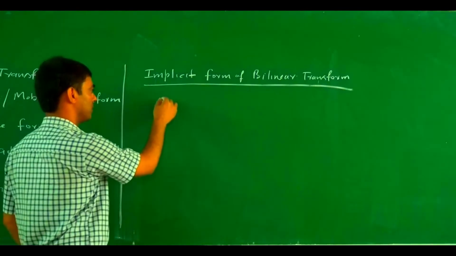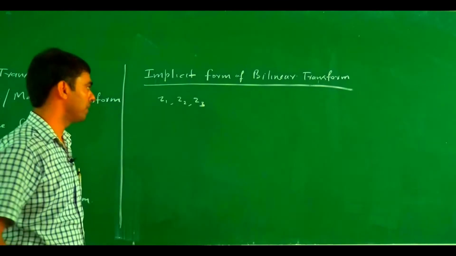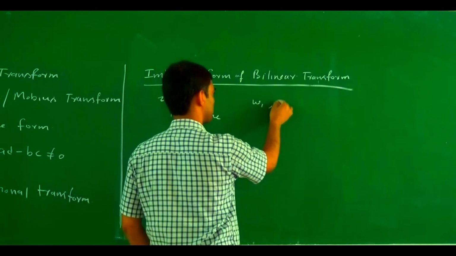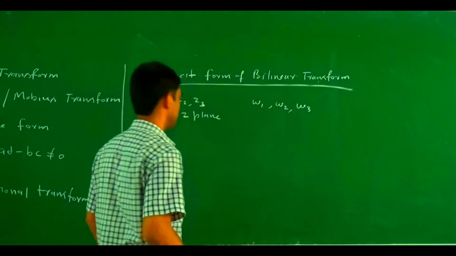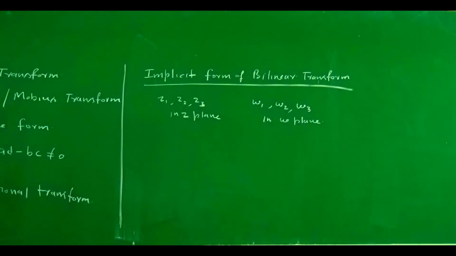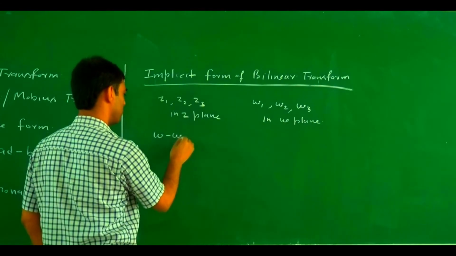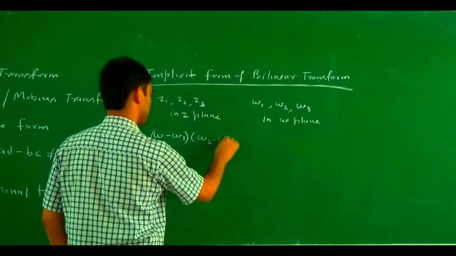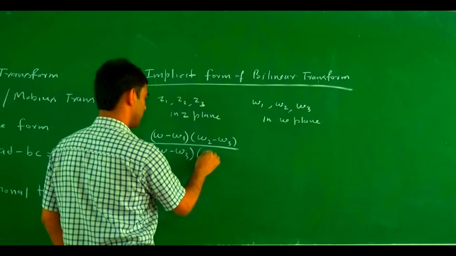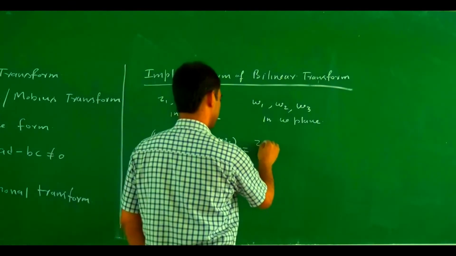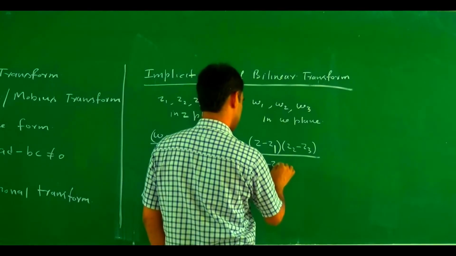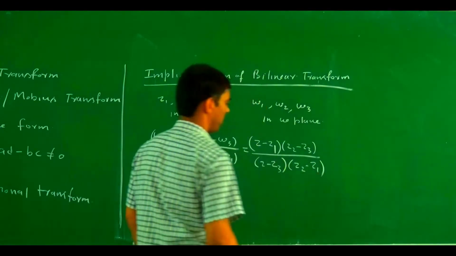So if there are three points Z1, Z2 and Z3 in the Z plane, and the corresponding points are W1 for Z1, W2 for Z2, and W3 for Z3 in the W plane, then this can be written as (W minus W1)(W2 minus W3) divided by (W minus W3)(W2 minus W1) equal to (Z minus Z1)(Z2 minus Z3) divided by (Z minus Z3)(Z2 minus Z1). This is the implicit form.